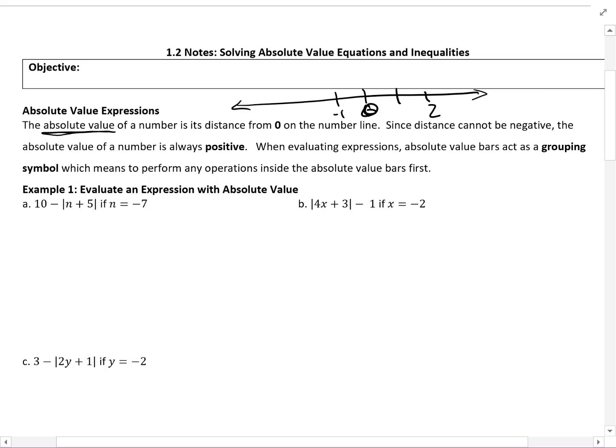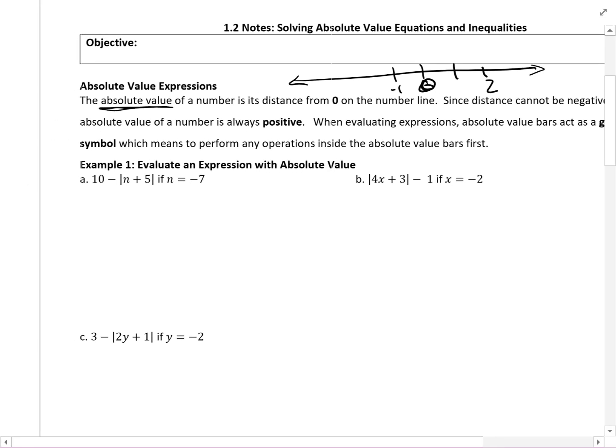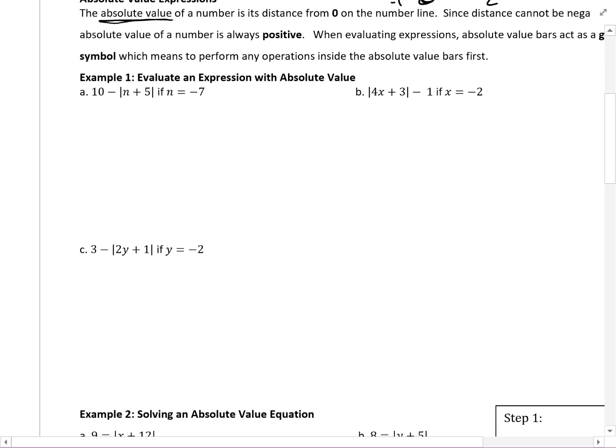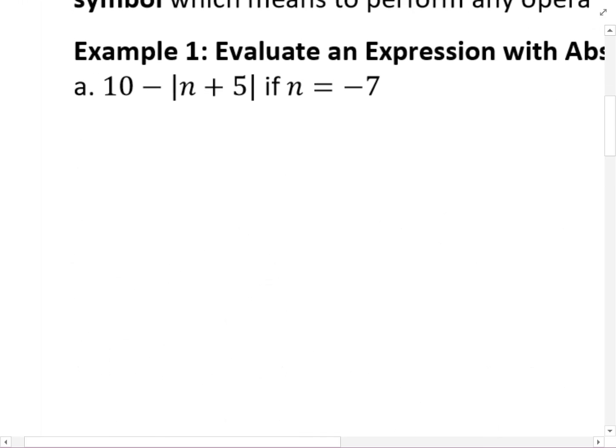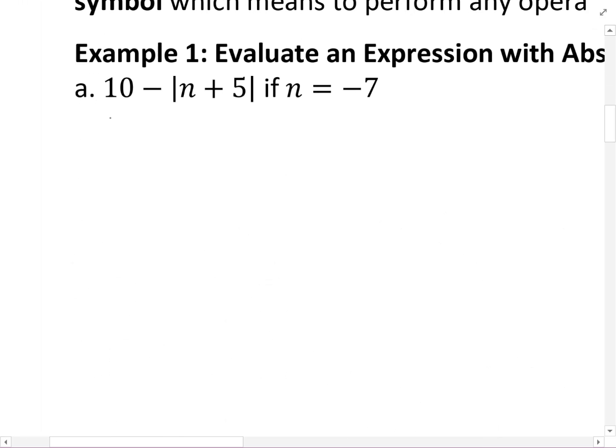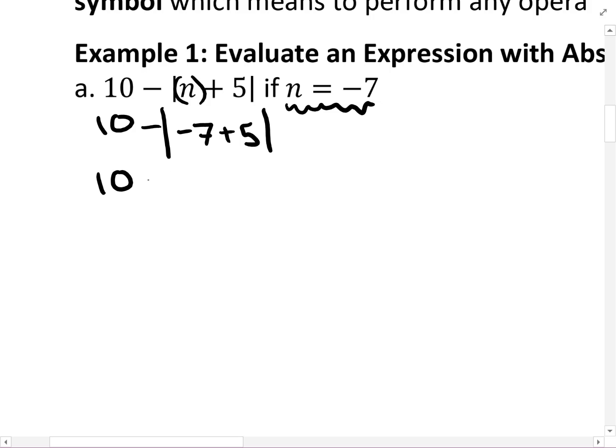When evaluating expressions, absolute value bars act as a grouping symbol, which means perform any operations inside those bars first. First, let's practice just how they work. Let's plug in the -7 that they gave us. So we have 10 minus absolute value of -7 plus 5. Grouping symbol, so do the absolute value stuff first. Also make really nice, long, skinny absolute value bars because we don't want to confuse them for ones.